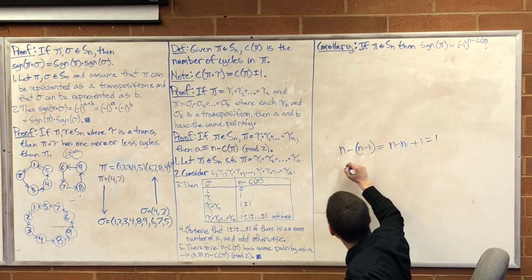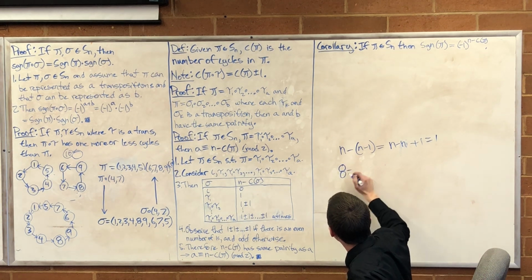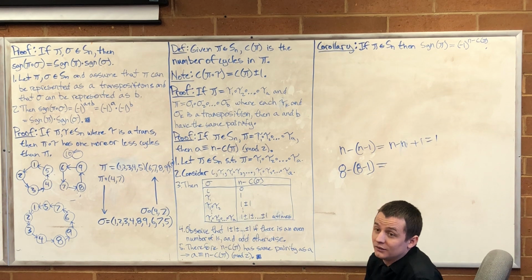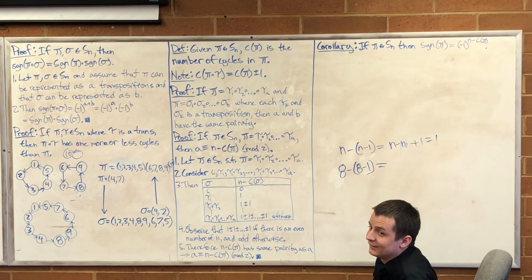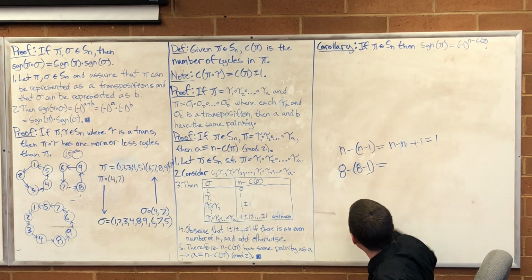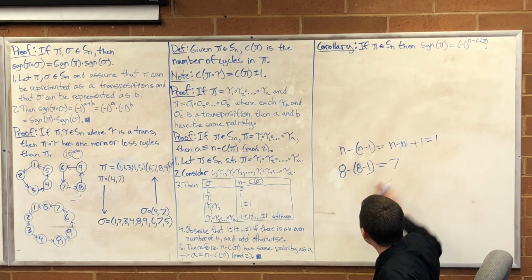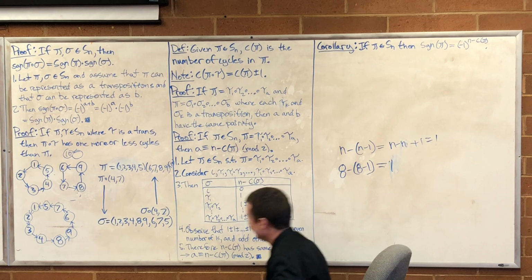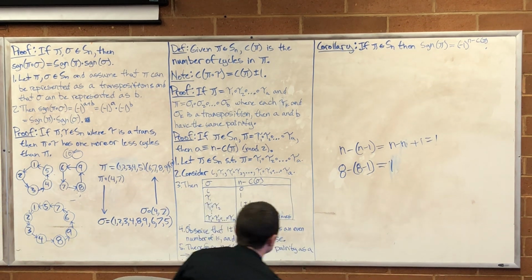Let's see an example. What is 8 minus 7 equal? Oh, it was 6. I mean, no, actually 7, right? No, it's 1. It's 1, yes. Sorry. Alright.